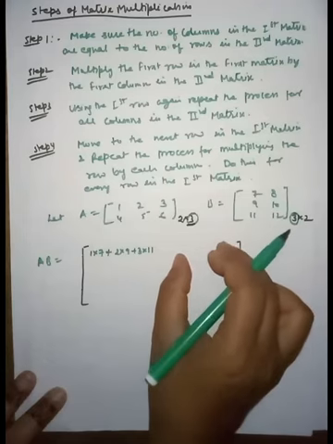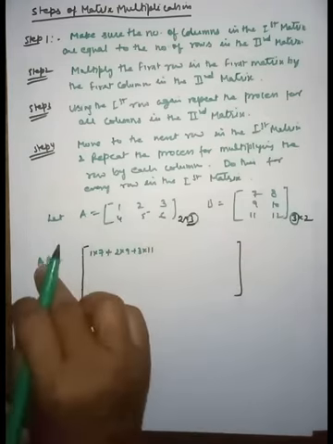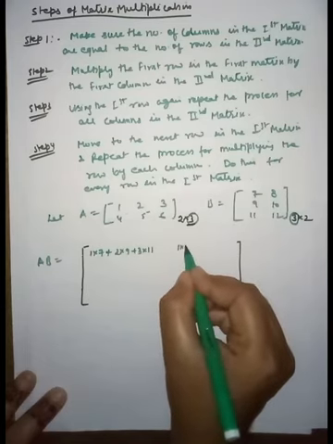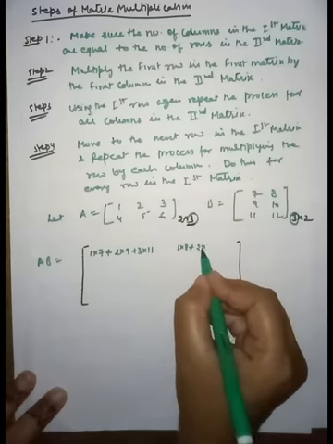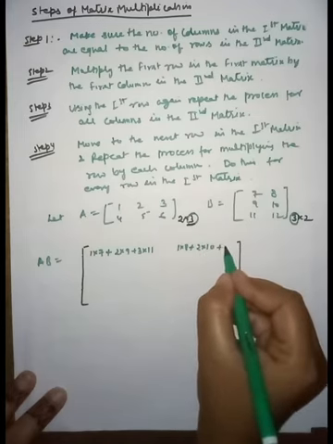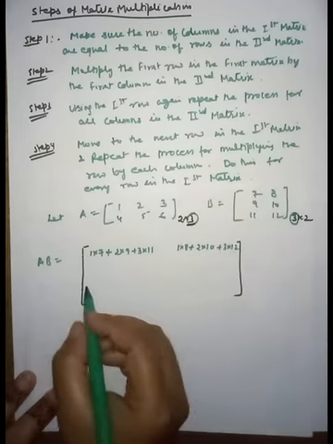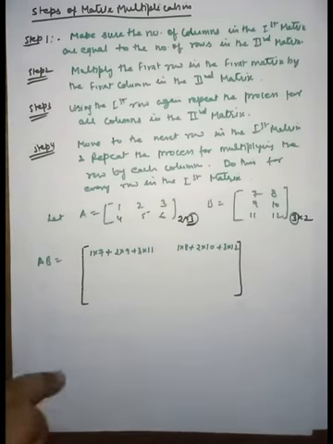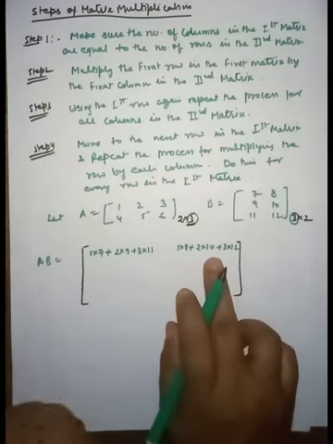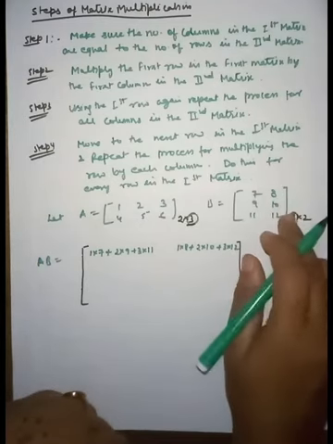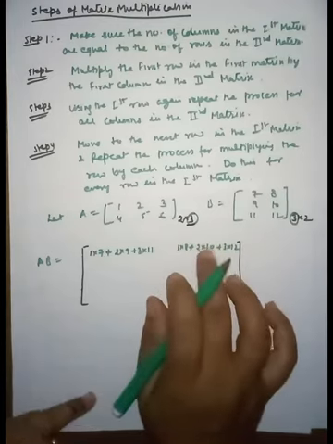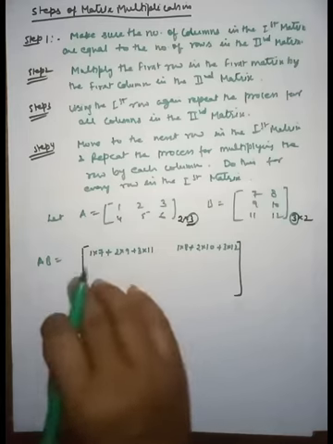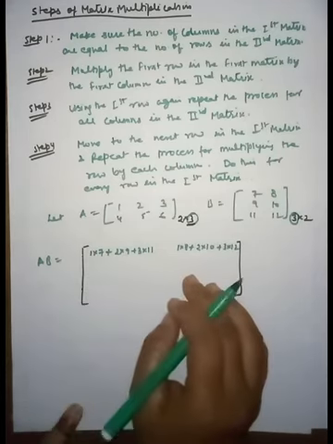Now find the second element to make the row of AB. So 1 into 8 plus 2 into 10 plus 3 into 12. Similarly, step three, using the first row, again repeat the process for all columns in the second matrix, and find the second element of AB. In this case, now you find the first row of AB.